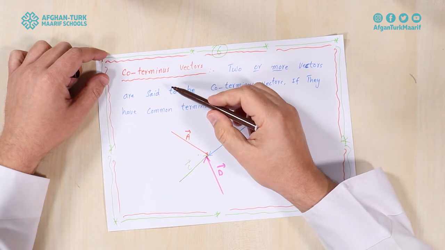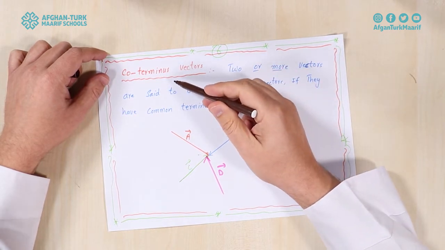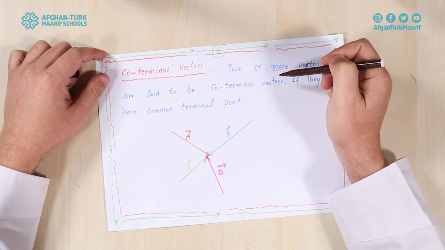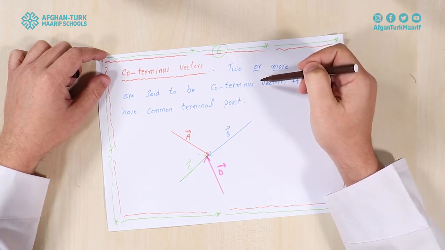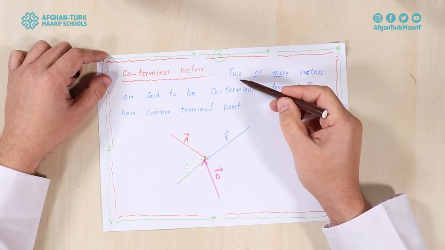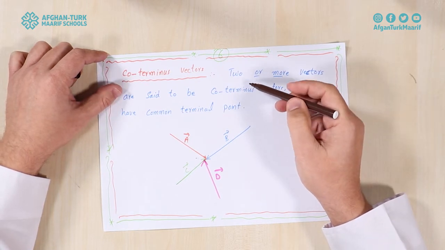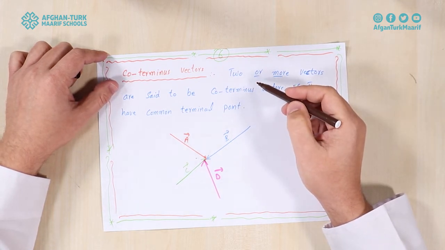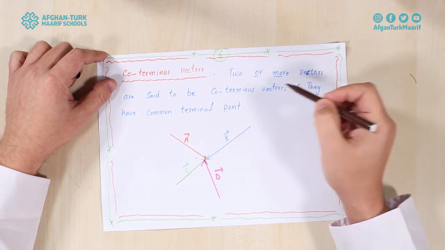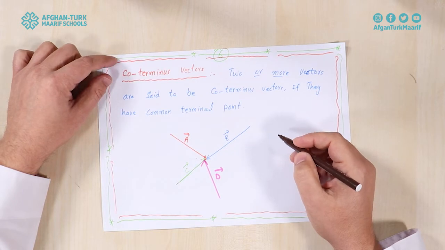Okay, next one, coterminous vector. So what is coterminous vector? Coterminous, terminus or terminal mean the ending point or finishing point. If we have two or more vectors, if they finish, or their arrows meet together on the same point, this is called coterminous vector.